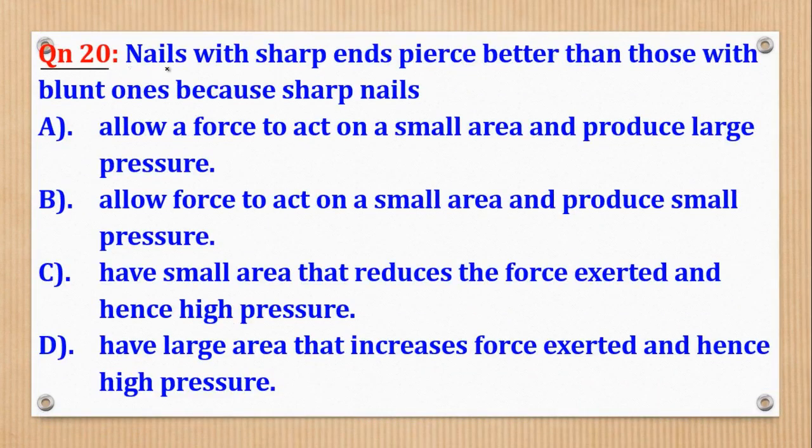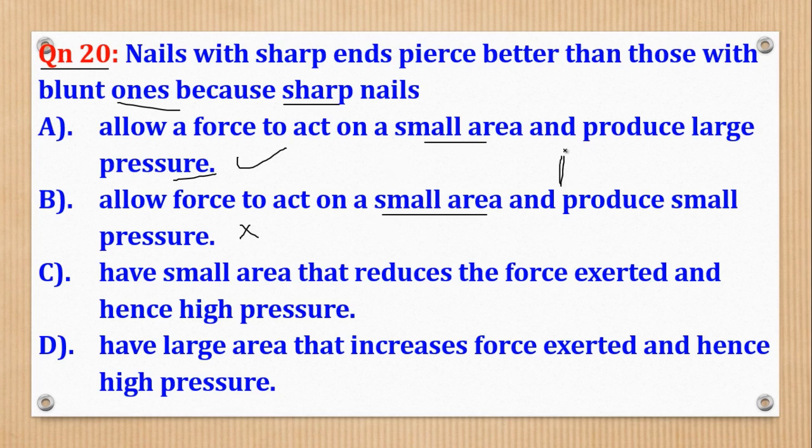Question 20 says, nails with sharp ends pierce better than those with blunt ones because sharp nails allow a force to act on a small area and produce large pressure. This is okay because a small area produces large pressure. Allow a force to act on a small area to produce small pressure. It is not okay. So when area is small, pressure is big.